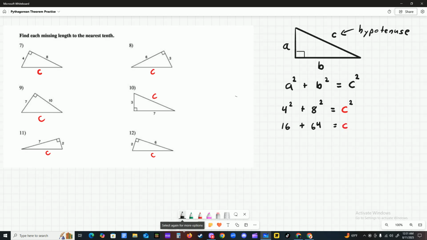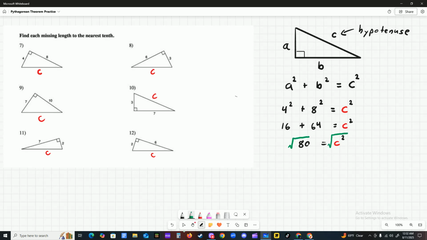c squared. Right there. Perfect. So now we have to add 16 plus 64. And we get 80. So 80 is equal to c squared. Just like that. Now we have to do something called the square root to find the value of c. And that looks like this. It's an operator. So what you do is you take the square root of both sides.